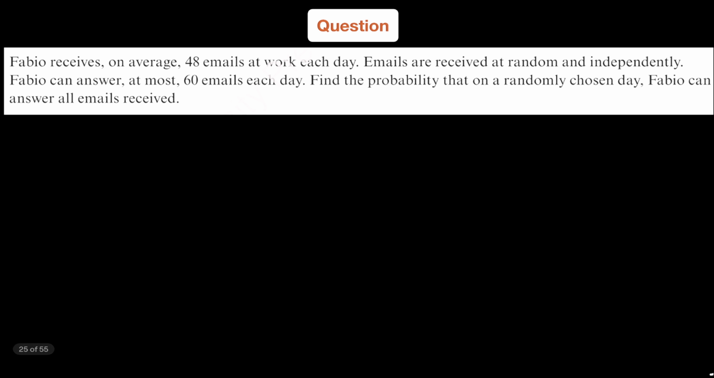Now we have reached the next question of the topic, where we are approximating a Poisson distribution by using the normal distribution. In this question, Fabio receives on average 48 emails at work each day. Emails are received at random and independently, and Fabio can answer at most 60 emails each day. This is important, the number of emails which he can answer on a particular day. Find the probability that on a randomly chosen day, Fabio can answer all emails received.